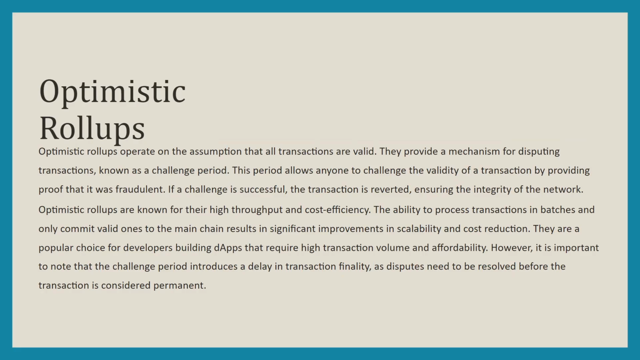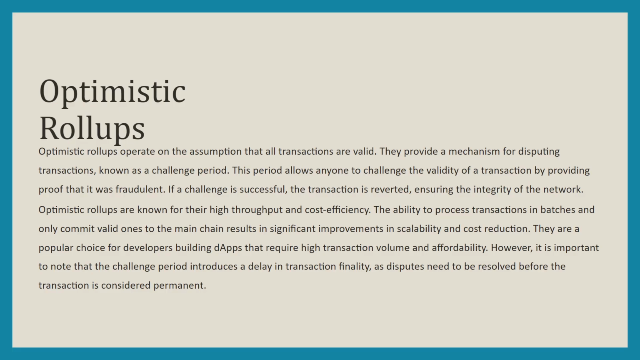So let's go to optimistic rollups in detail. These operate on the assumption that all transactions are valid, like I told. They provide a mechanism for disputing transactions known as a challenge period. This period allows anyone to challenge the validity of a transaction by providing proof that it was fraudulent. If the challenge is successful, the transaction is reverted, ensuring the integrity of the network.